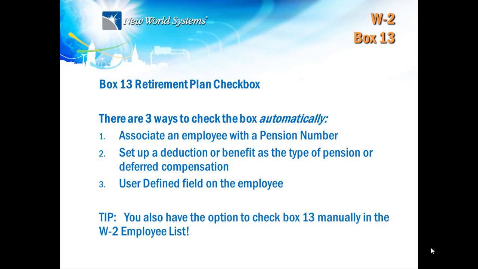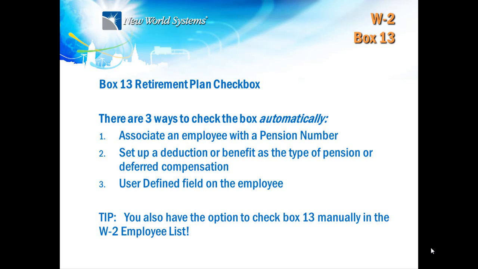Box 13 Retirement Plan Checkbox has 3 ways to check the box automatically when you create your W-2 data, and 1 way to enter manually. The first way is to associate an employee with a pension number. The second way is to set up a deduction or benefit as a type of pension or deferred compensation. The third is a user-defined field on the employee. As a note, you only have to do one of these options to check that box automatically when you create your W-2 data. When necessary, you may manually check the box right in the W-2 employee list.